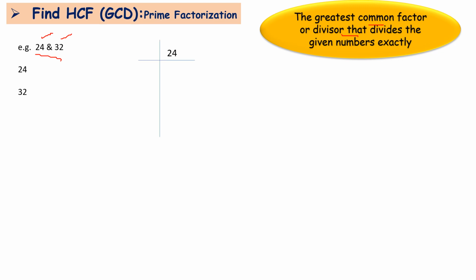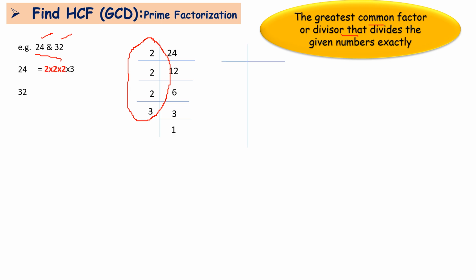So 24 is the dividend, and we need to find the divisor. So 2 times, we'll consider prime numbers. So 2 times 12, 2 times 6, 2 times 3, and then 3 times 1. So all these are the factors of 24. So we'll write down here.